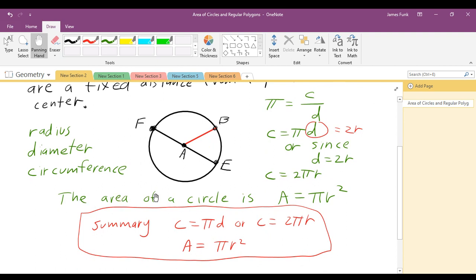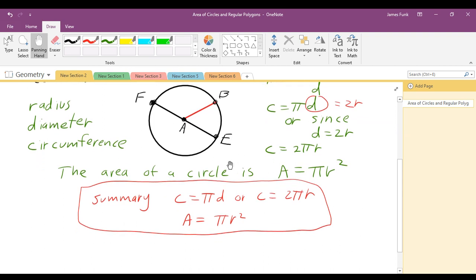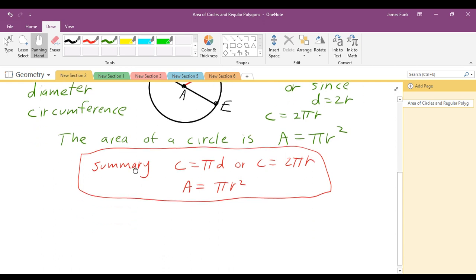We're not going to prove the area formula for a circle. We're just going to give you that. So the area of a circle is pi r squared. So now you have that. And to summarize everything we want to know about the circle in the red box here, the circumference is pi times the diameter, or 2 pi times the radius. And the area of that circle is pi r squared. Okay?